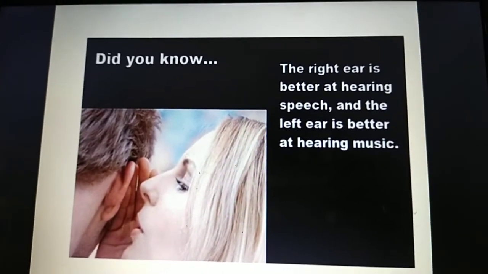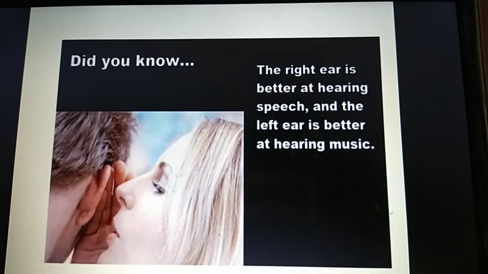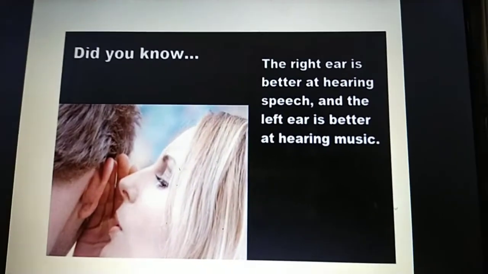Did you know the right ear is better at hearing speech and the left ear is better at hearing music?